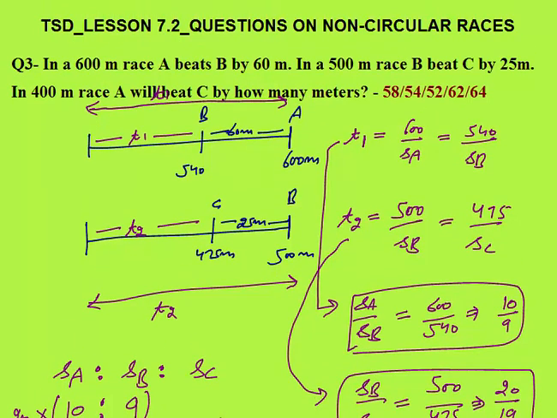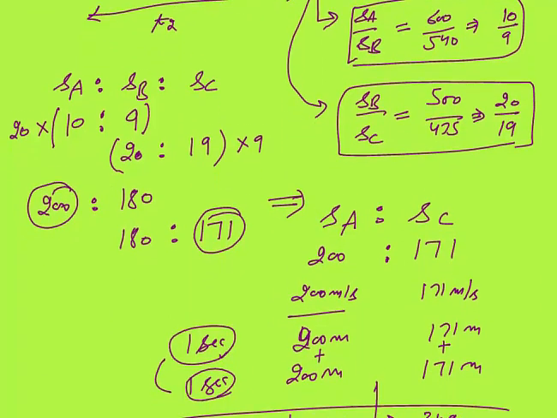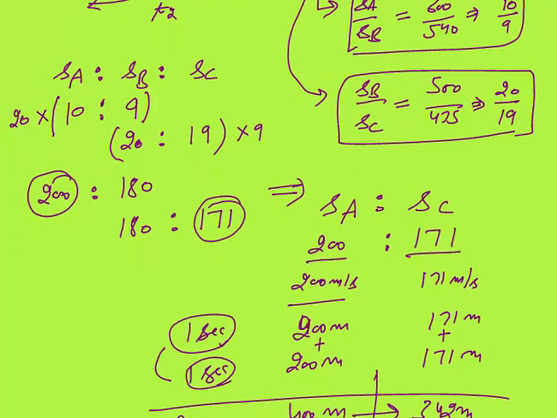First you need to compare the ratio of speed A is to B, then calculate speed of B is to C, then equate them, and find the ratio of the speed of A is to C. Once I got the ratio 200 is to 171, it means A's speed is 200 meter per second when B's is 171 meter per second. Now in 1 second, A will cover 200 meter, B will cover 171. Same for one more second, A will cover 200 meter, B will cover 171 meter.